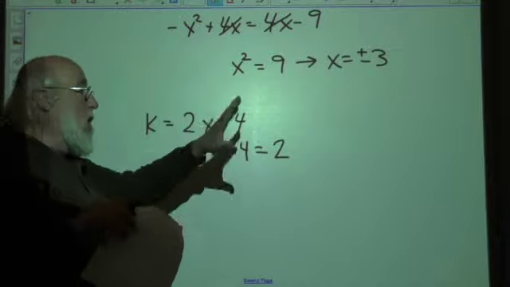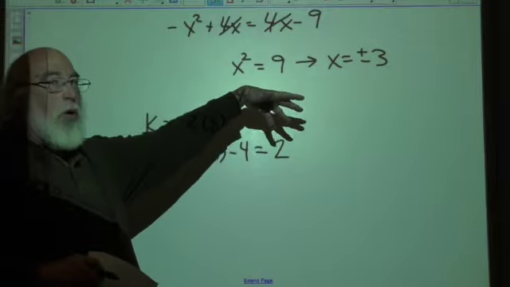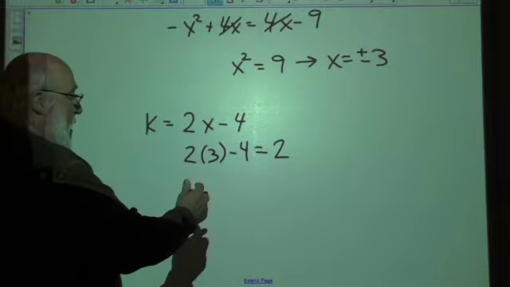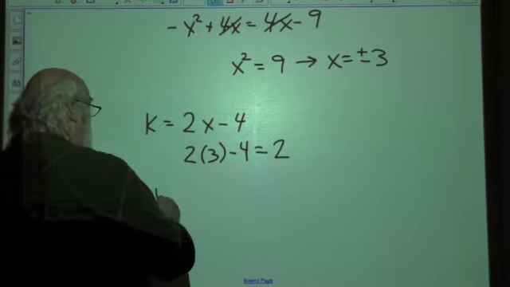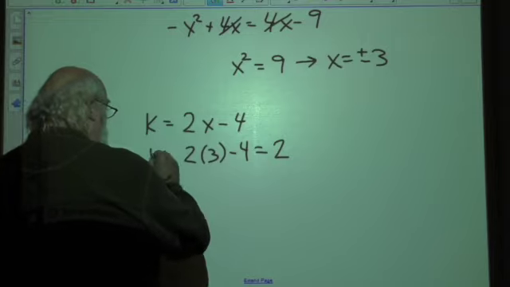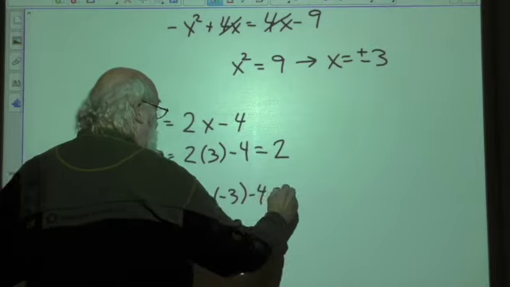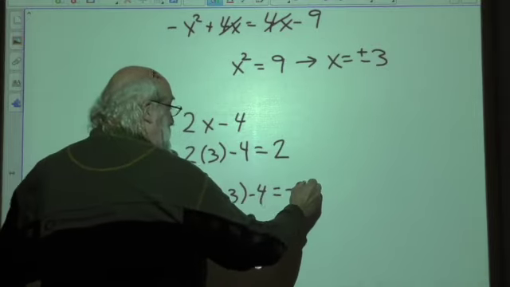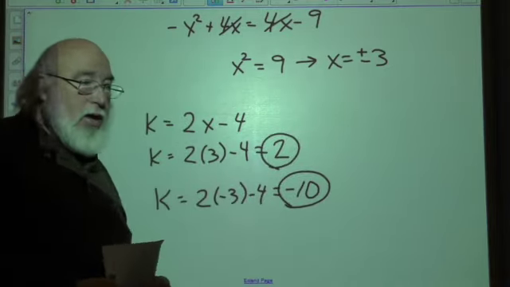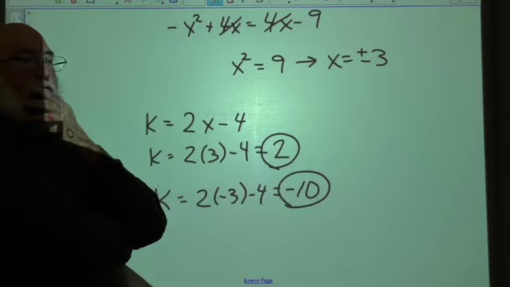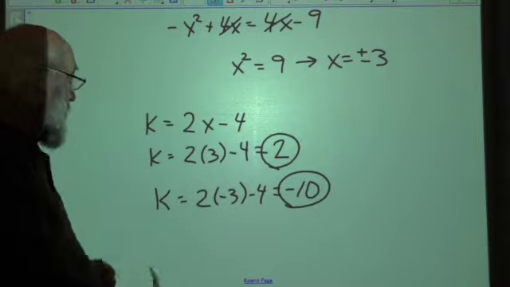Remember, this is all about finding out what points on the curve for x are going to give us a slope of 4. For x equals negative 3, k is equal to 2 times negative 3 minus 4, which equals negative 6 minus 4, which is negative 10. So these are your two values of k in order to create tangent lines that have slopes of 4. Okay? Last problem.